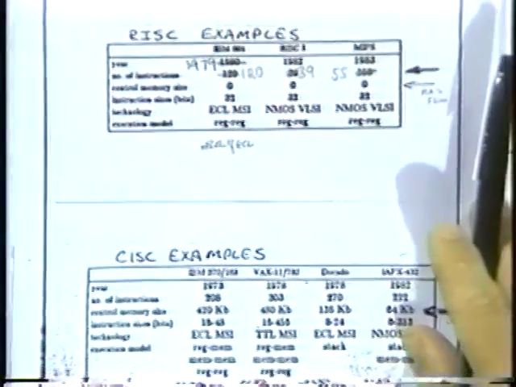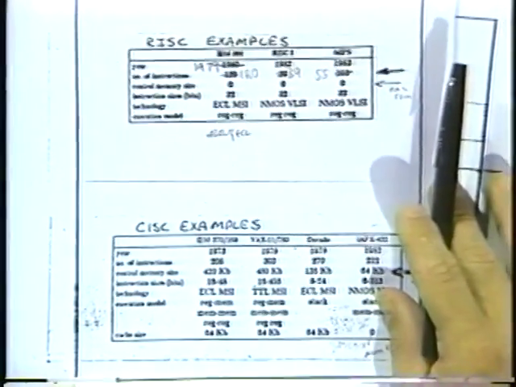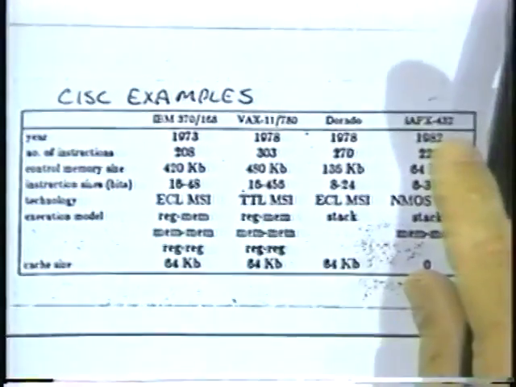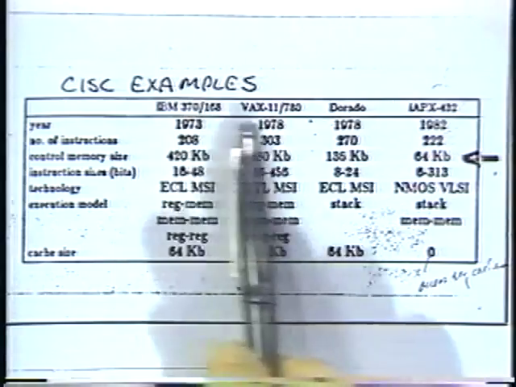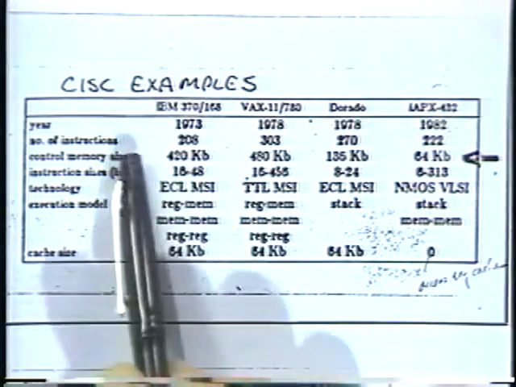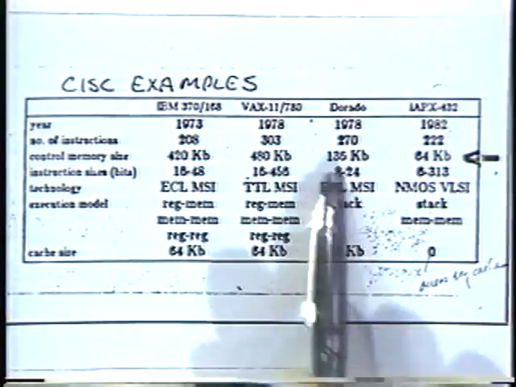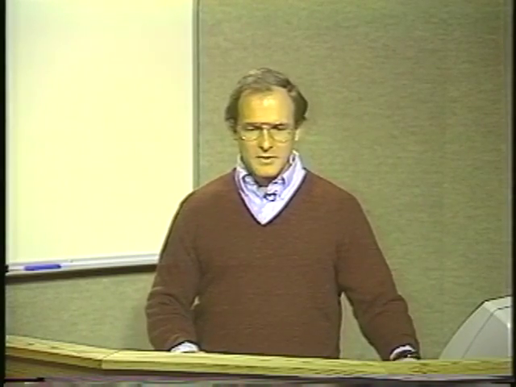If we contrast that with these more complicated examples, let me just come up here. You can see the numbers of instructions are much higher. The variable instruction size is the big difference, and the variety of execution models. Okay, so those are the examples of the machines. So let me go over some of those design principles we talked about earlier.